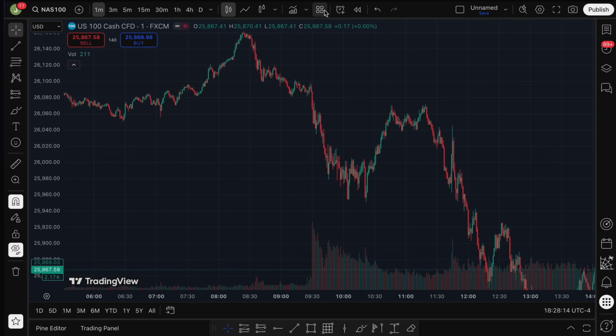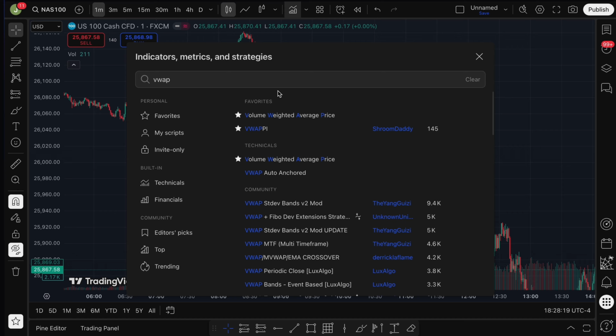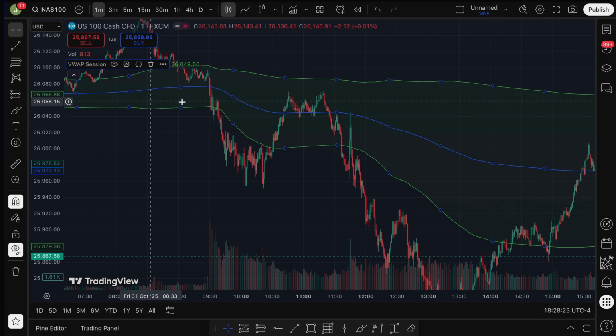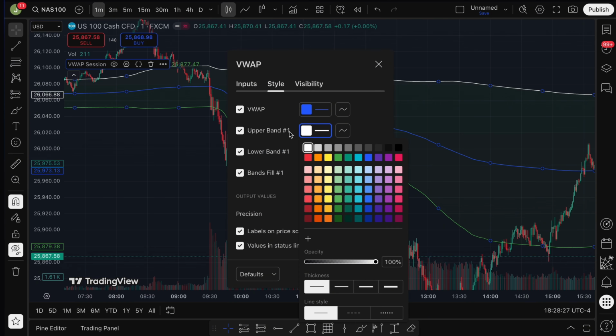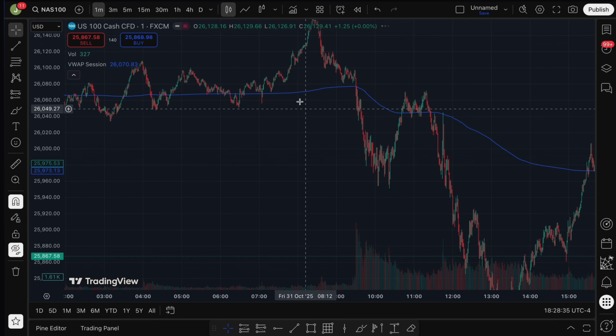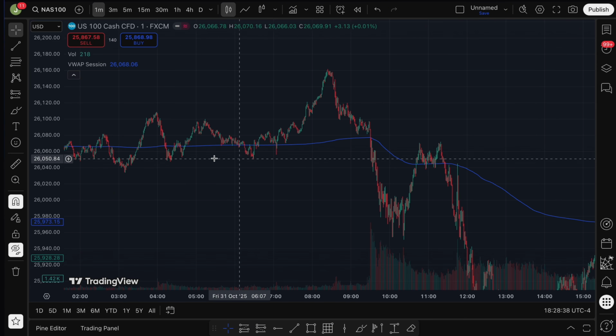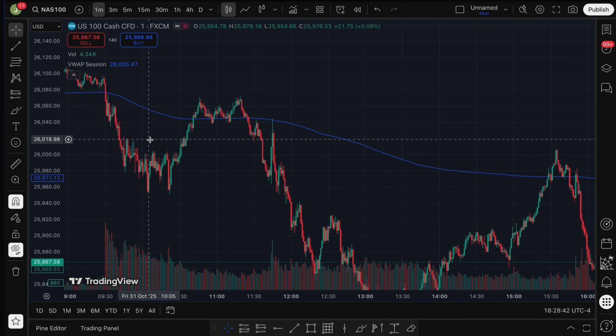So then we have VWAP, the exact same thing, but with volume. So VWAP, you just search them up right there. Volume weighted average price. You don't really need all the lines, so I just use the blue one. So when it's above the VWAP, I'm looking for buys. When it's below, I'm looking for sells. And this is actually perfect.